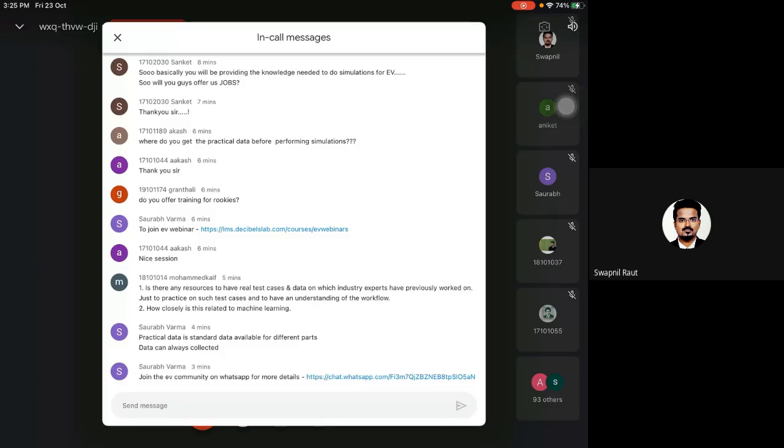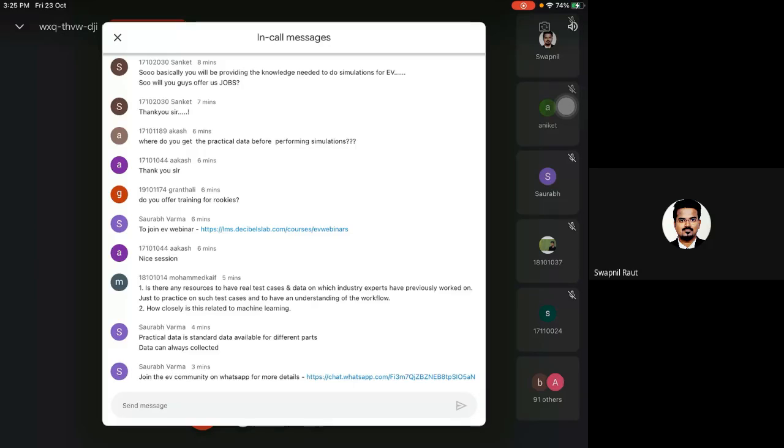Great. And I think we have the last two questions before the meeting ends on its own. I'll just take these questions. Are there any resources with real test case data that industry experts have previously worked on, to practice such test cases and understand the workflow? How closely is this related to machine learning?